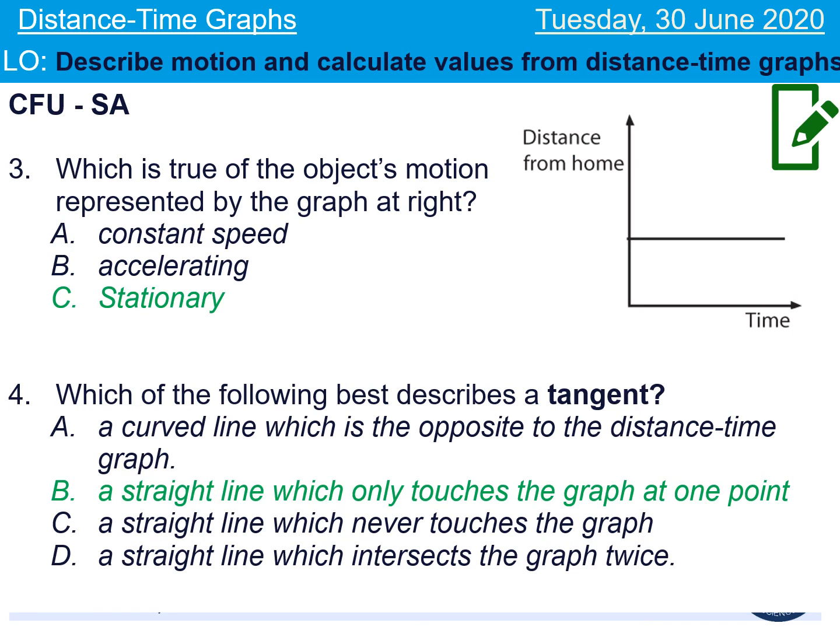Question 3. Which is true of the object's motion represented by the graph on the right? The graph shows a stationary object because the gradient is 0. As time increases, the distance does not increase. Question 4. Which of the following best describes a tangent? A tangent is a straight line which only touches the graph at one point. And we will look more at tangents in the higher tier part of this lesson.